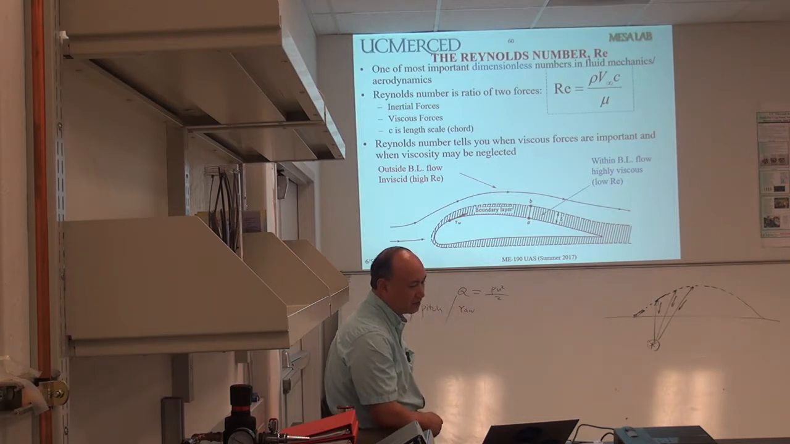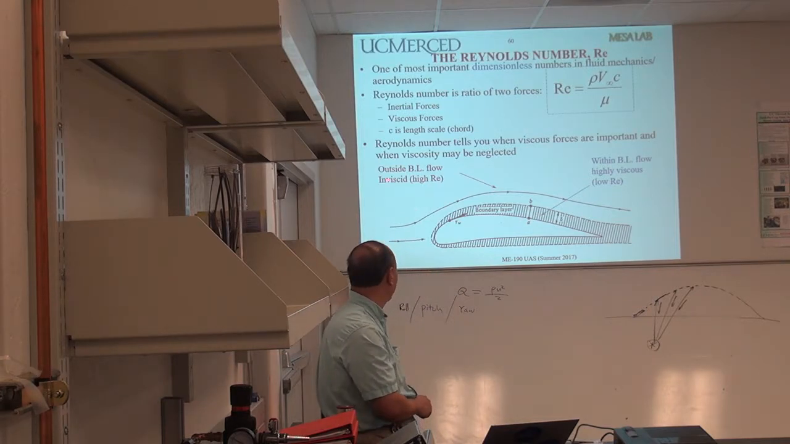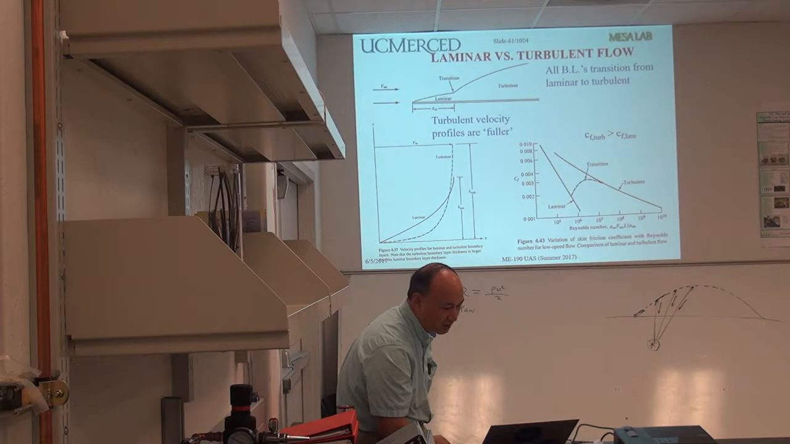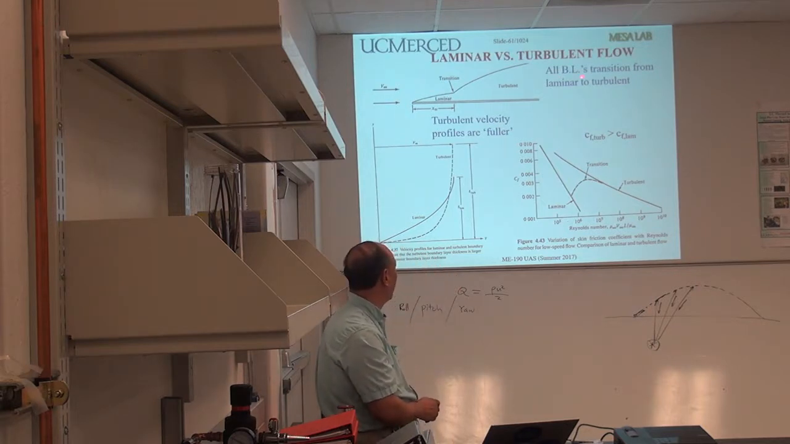BL stands for boundary layer. Outside the boundary layer, we consider this flow without friction. Inviscid is high Reynolds number. In here is the boundary flow with high viscosity, low Reynolds number inside here, so the Reynolds number is different. Now, laminar versus turbulent, I have already told you. The boundary layer transitions from laminar to turbulent. This profile is different when the speed is different. This is the velocity, this is the y-axis, so what's the shape? The shape should be laminar like this, or turbulent like this.